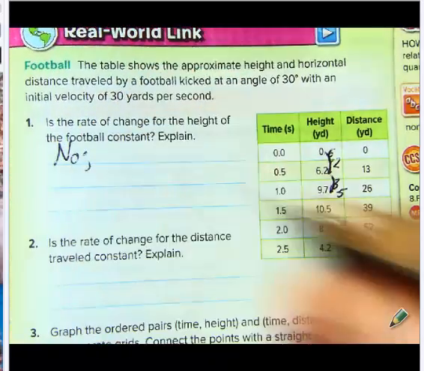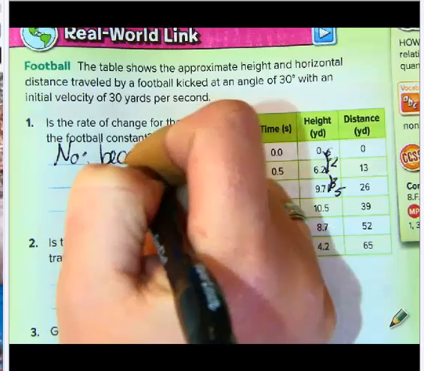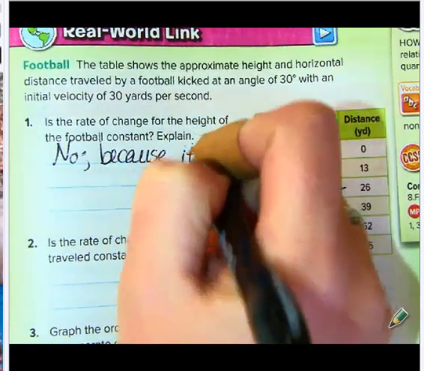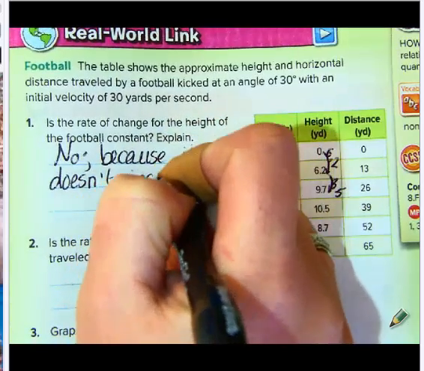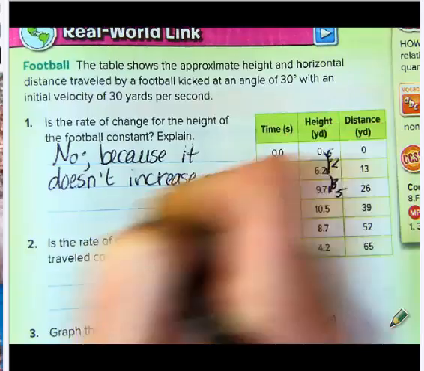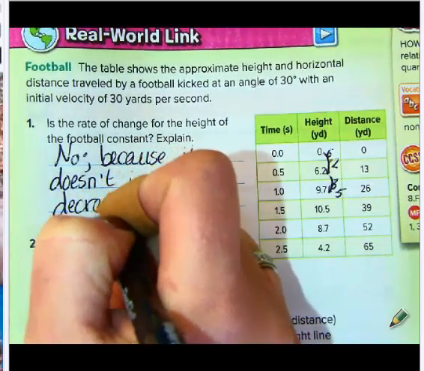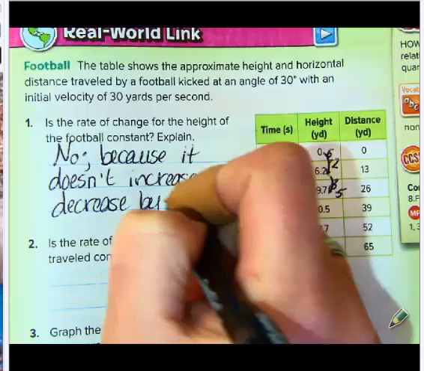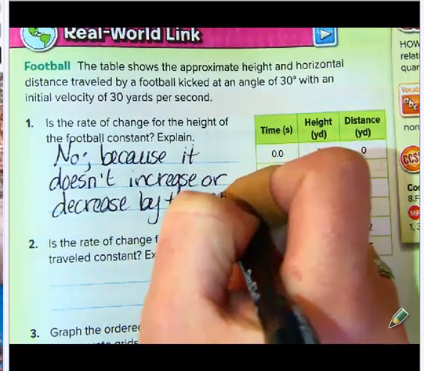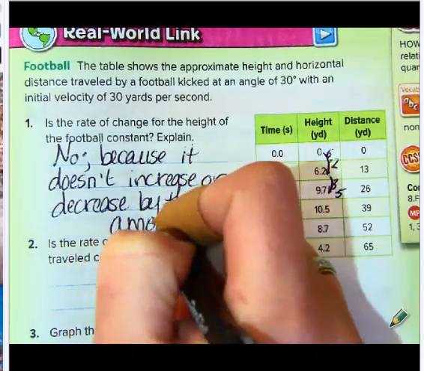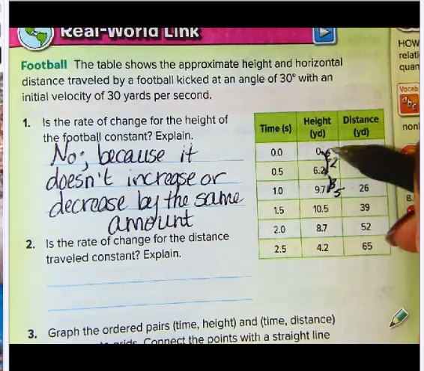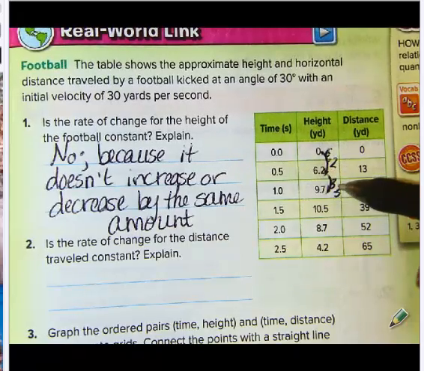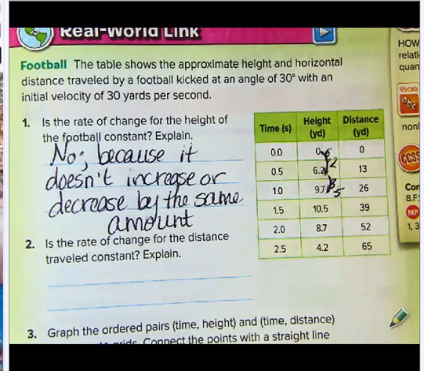And it's not linear because it doesn't increase or decrease by the same amount each time. Okay, so it's not linear because it does not increase or decrease by the same amount. Like I said, from here to here it was plus 6.2, but from here to here is plus 3.5. Since those are not the same amounts, it is not linear.